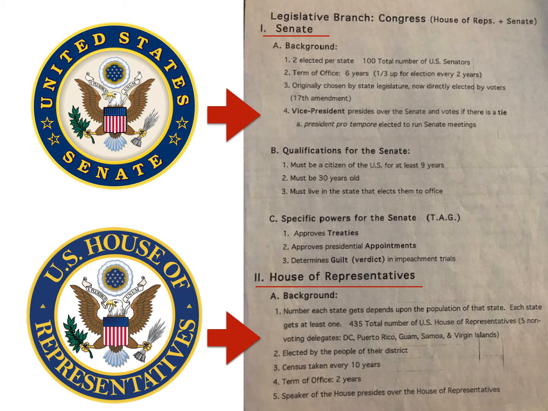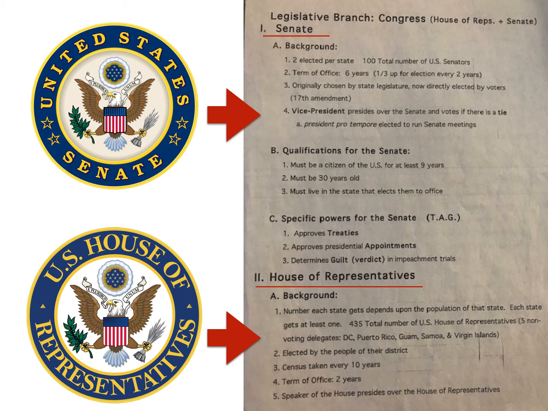Let's just start with the Senate first. So you'll see that I've underlined the word Senate. This is all very specific to the Senate. So according to this Constitution that we have, every state gets 2 senators for a total of 100. If you're a senator, your term of office is 6 years. Hey, wait, why? Why 6 years? Because the Constitution says so.